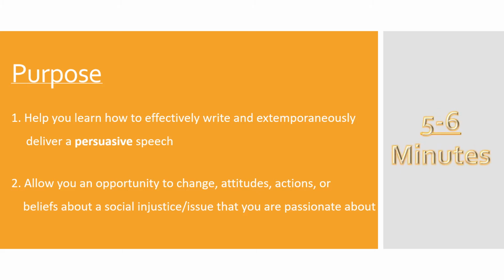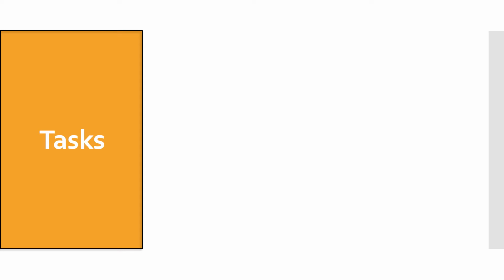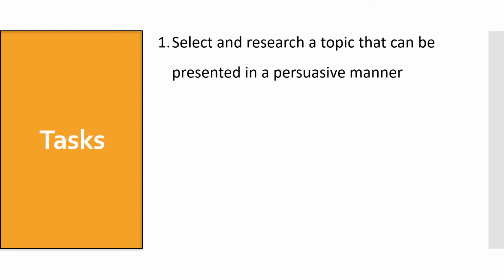So now let's go into what are the different tasks associated with the Persuasive Speech Assignment. The first task for your Persuasive Speech Assignment will be to select and research a topic that can be presented in a persuasive manner. Before conducting your research, you will need to select 2 possible speech topics and enter them into our class Google Doc. This Google Doc can be accessed under the Persuasive Speech section of our Canvas course page. Once you have entered your 2 topics, I will go in and approve one by highlighting it in green.